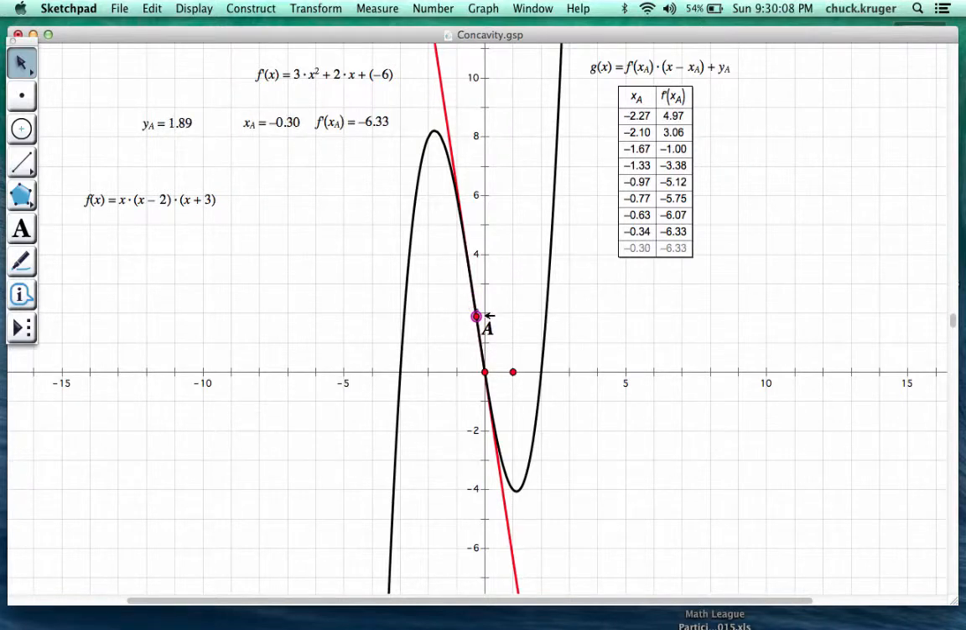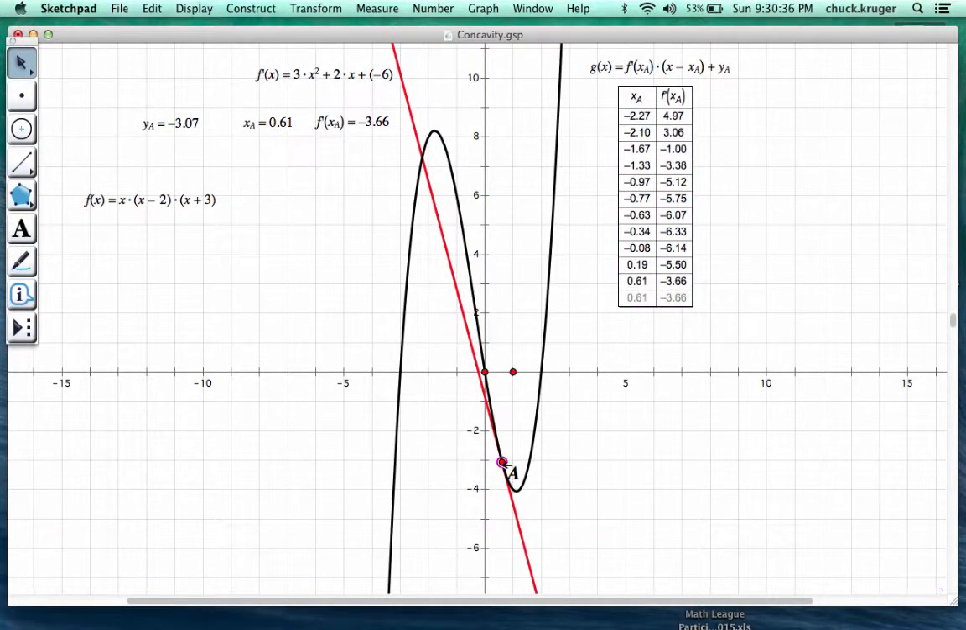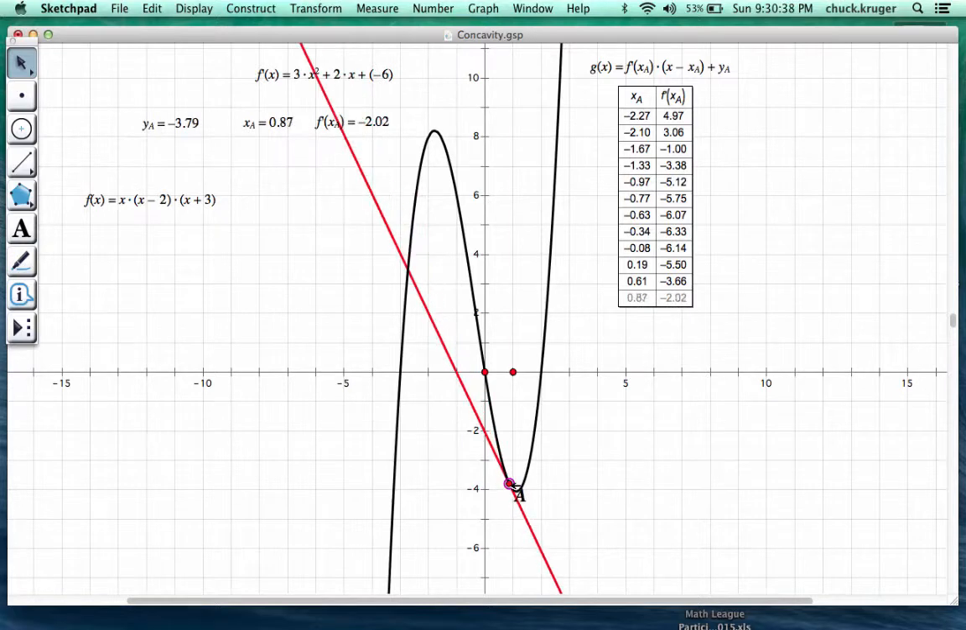Now, notice now that my tangent line is below the line. I changed concavity, didn't I? I went from concave down to concave up, and my tangent lines are beginning to increase. They're getting bigger. Here they're going to be really close to 0.